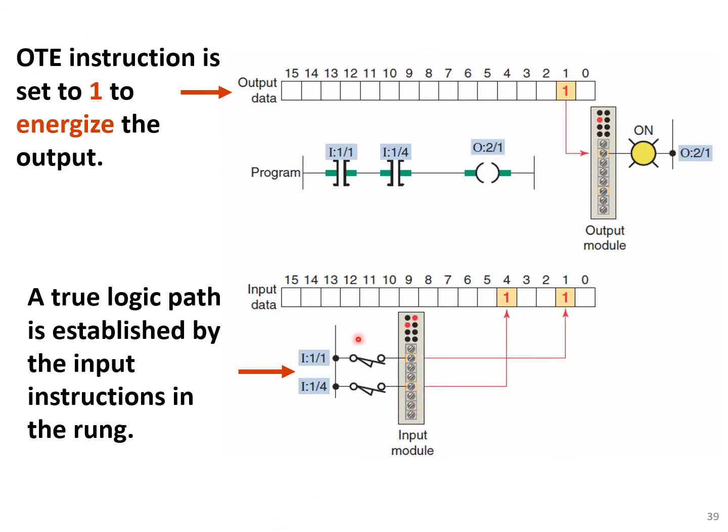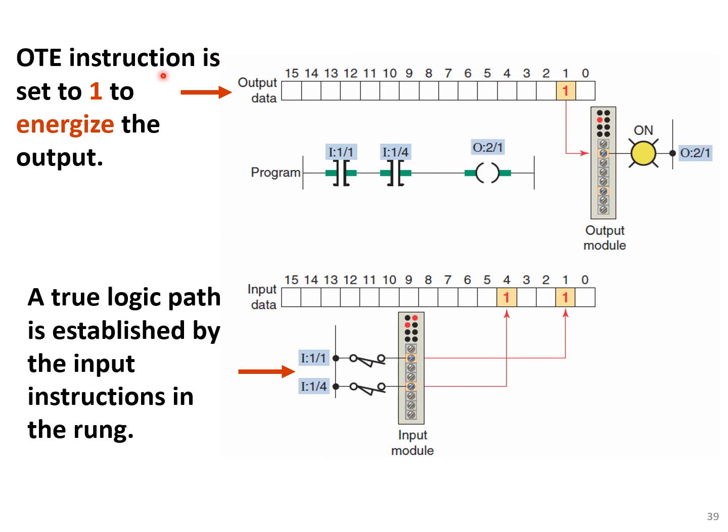Okay, so in this slide you could see one ladder logic program. We have two inputs, I11 and I14, and we have one output. And here you could see the wiring. We have two limit switches. In this example, both of those switches are on. So we have 1 on the memory input data. And since the logic path is valid, the output also will be true and 1.